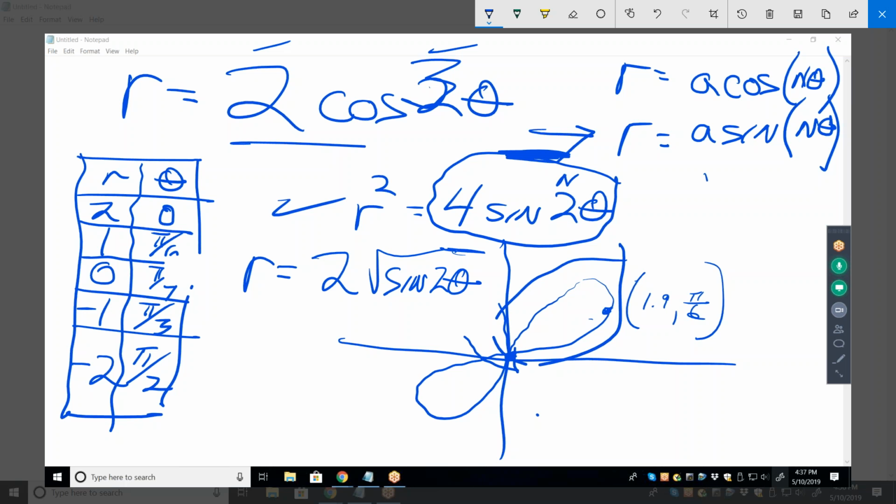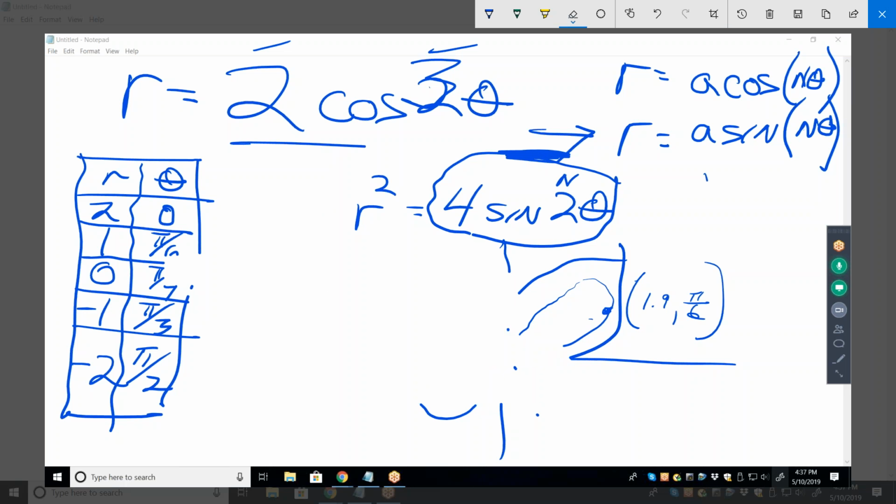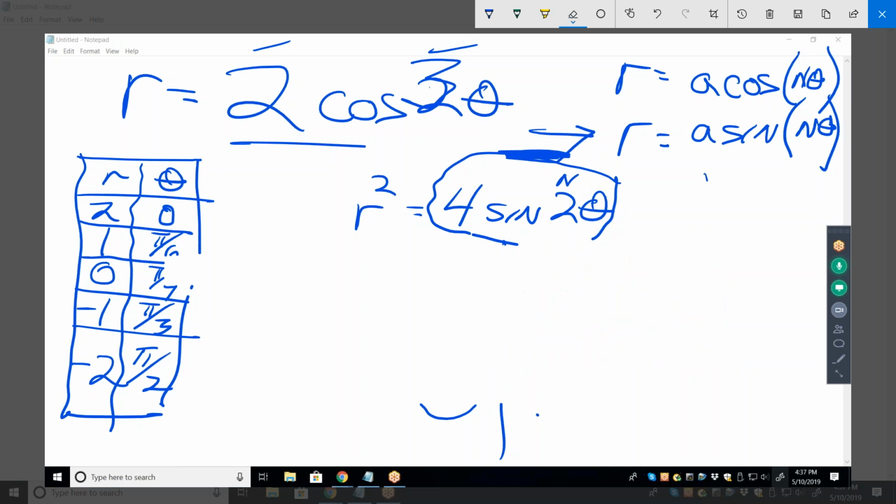So sometimes the only way to really plot these things is with a table. In other words, I would have never figured out, unless I was reading in this book, that there are no points on this graph when theta goes from pi over 2 to pi. On this table over here, we went from 0 to pi over 2, just first quadrant only. Well, as theta goes from pi over 2 to pi, r doesn't exist.